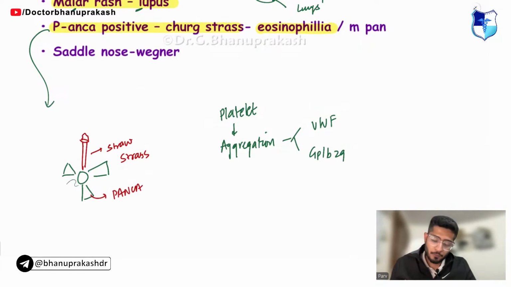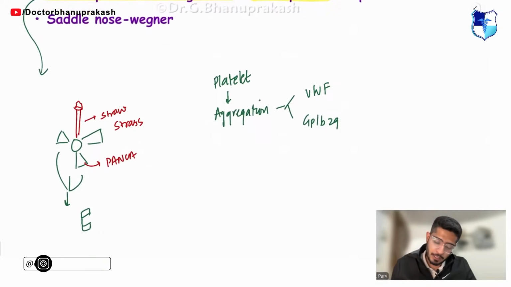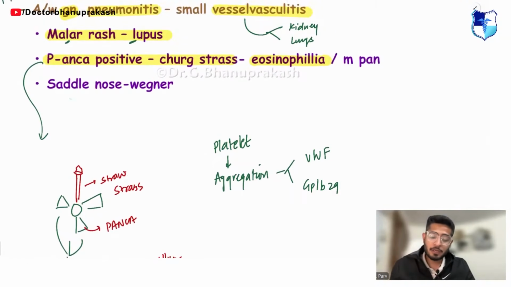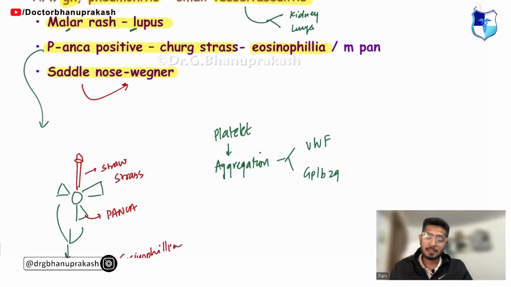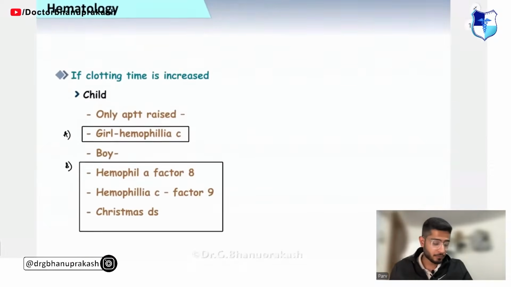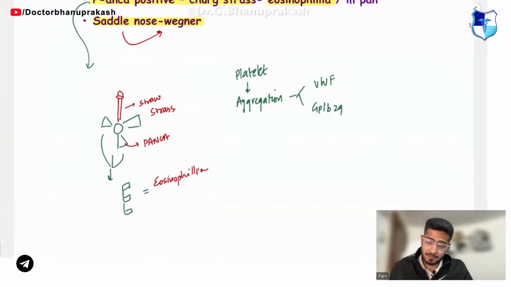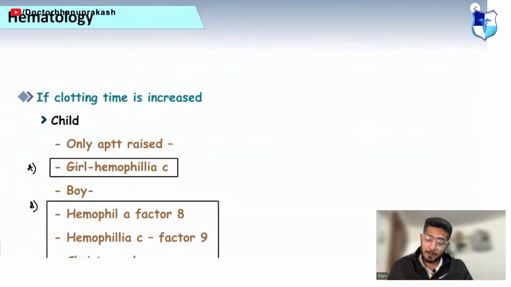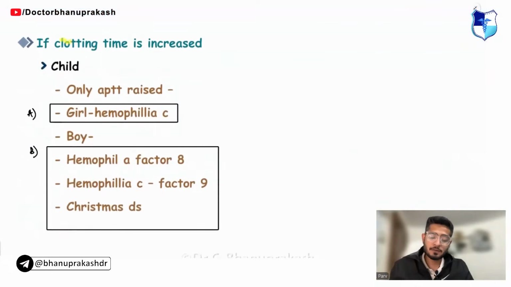And if I just remove all these three pankhudis, and arrange these pankhudis like this, this becomes E, and E is for eosinophilia. And if they give you a hint of saddle nose, it is a hint for Wegener's. So this you have to understand. Saddle nose, Wegener's, this is going to be C-ANCA positive.